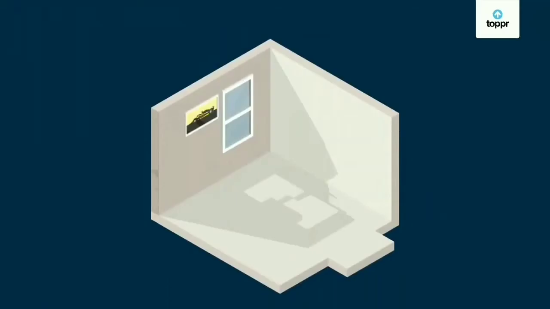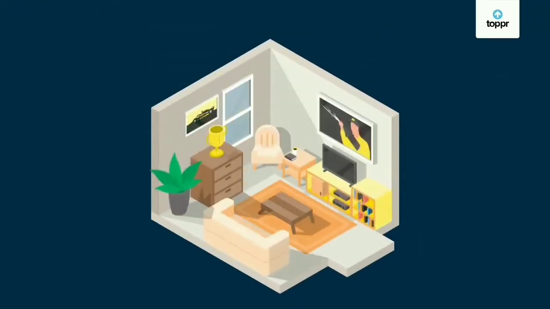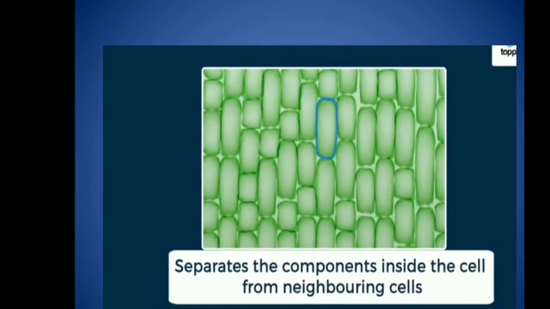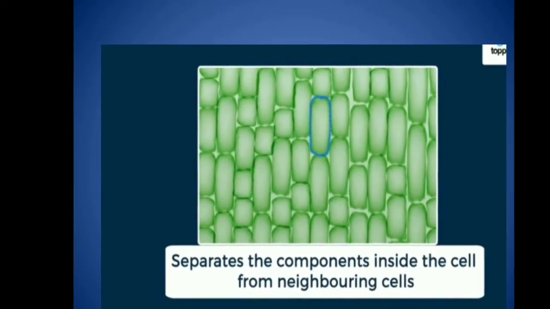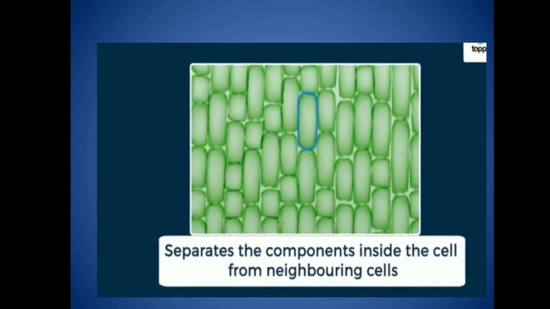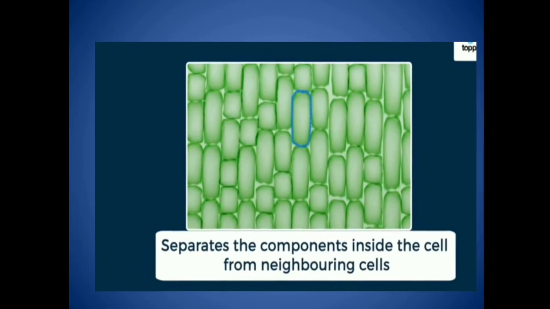Also, just like the walls of a room allow us to keep things like furniture and appliances in a proper way, the cell membrane also helps in packing the organelles of the cell in an organized manner. What is the importance of these walls? The cell membrane separates the components inside the cell from the neighboring cells.